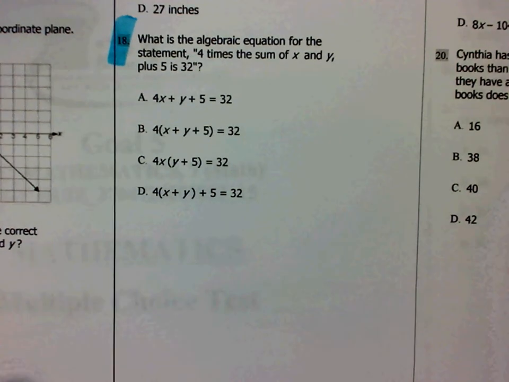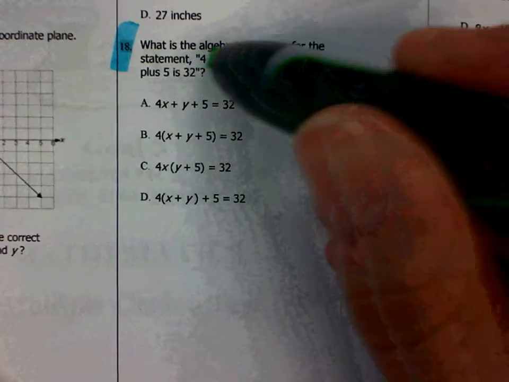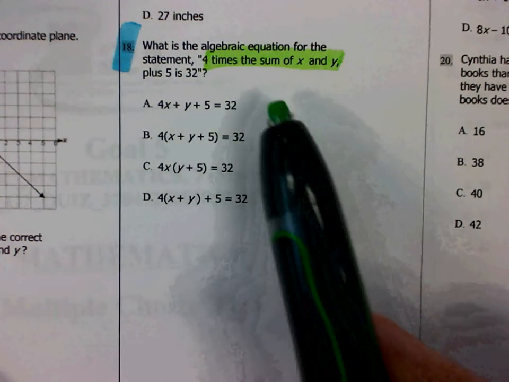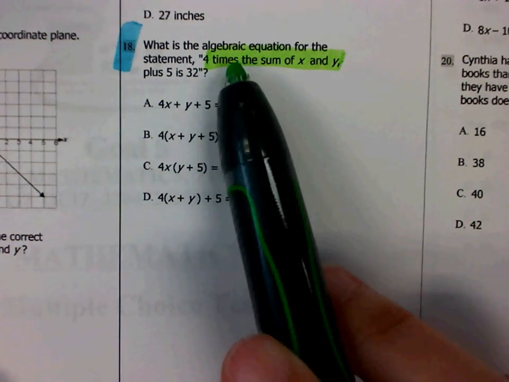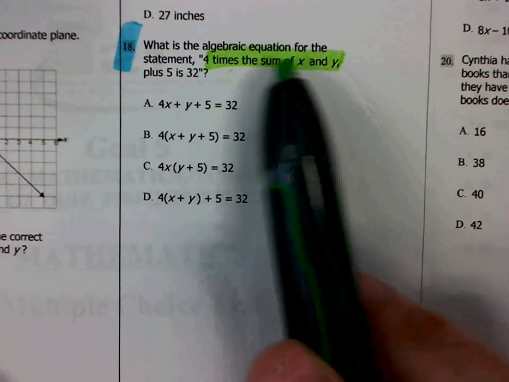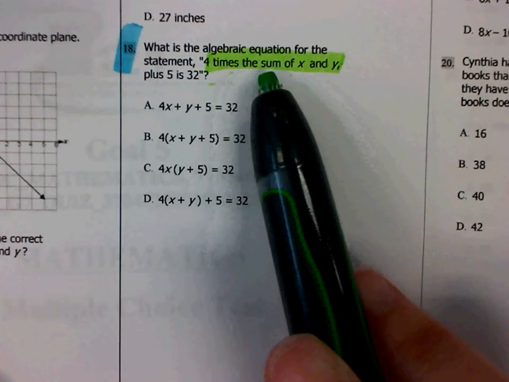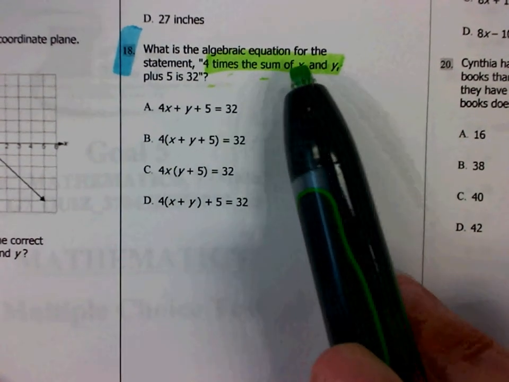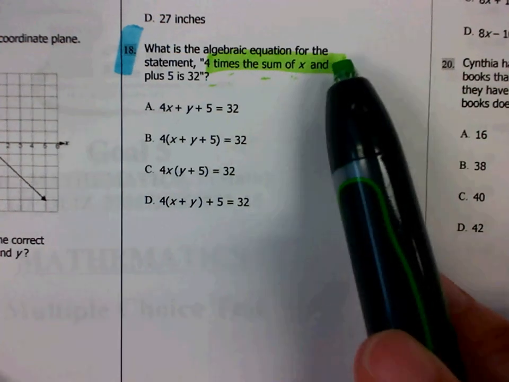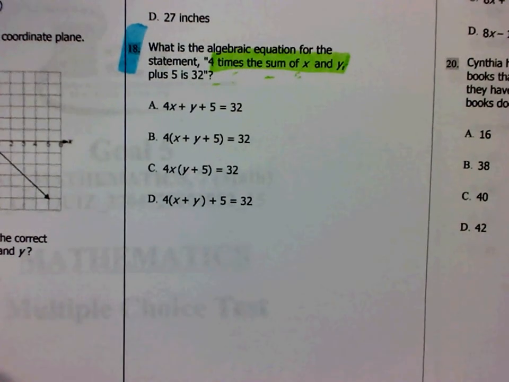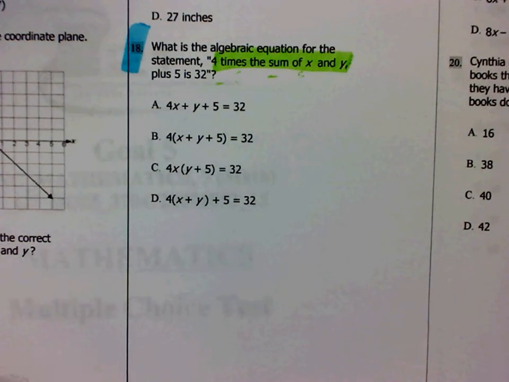What is the algebraic equation for the statement 4 times the sum of x and y? I'm going to highlight that entire piece in one color. As I break down what this means, it doesn't say 4 times x. It doesn't say 4 times y. It says 4 times the sum of x and y. So the first thing I'm going to have to do is find the sum of x and y. Then I'm going to wind up multiplying that by 4. So I'm going to keep that in the back of my mind as I'm writing my word problem.